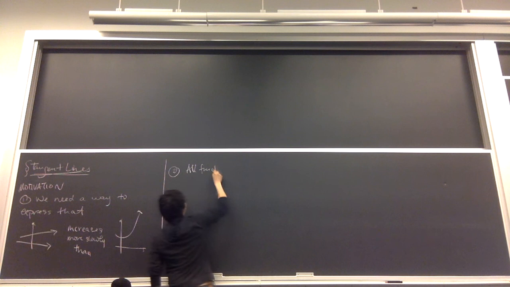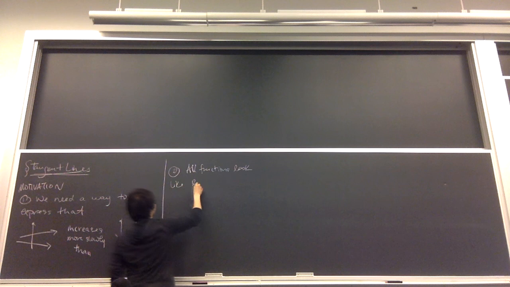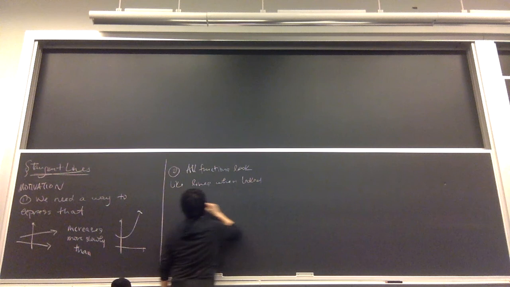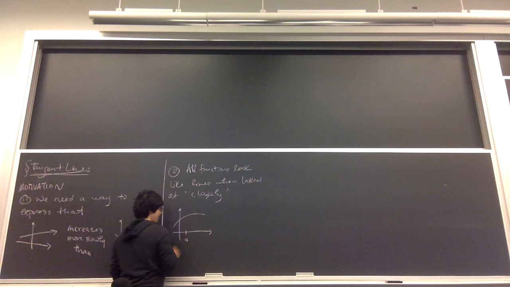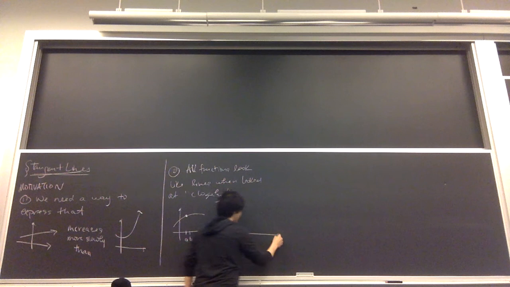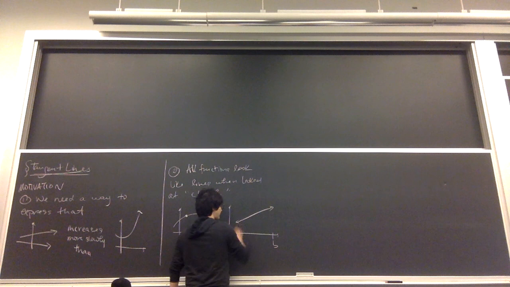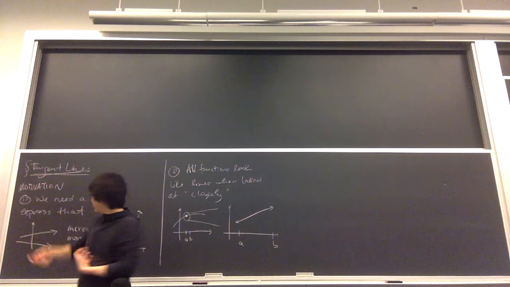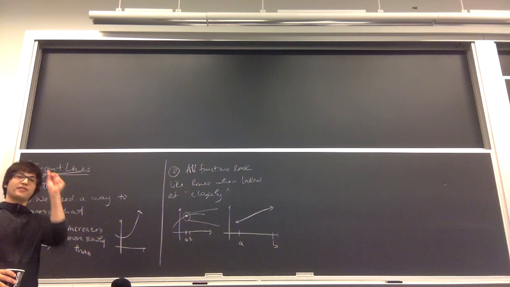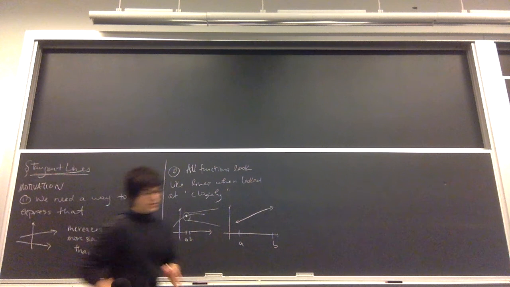That's just the one. The second is that all functions look like lines when looked at closely. This is not really that mathematical, but what I mean to say is that if you take a curve like this and say this is A over B, I'm looking at this piece and extending it, this function looks like a line, right? So when you look at this guy really close and you blow it up, it looks like this. And it turns out the line that the function looks like when you look at it really closely is the tangent line. You should have discovered this a little bit when working with sine on small values. You discovered that sine of a tiny number is equal to that tiny number. So these are just a couple of motivations.